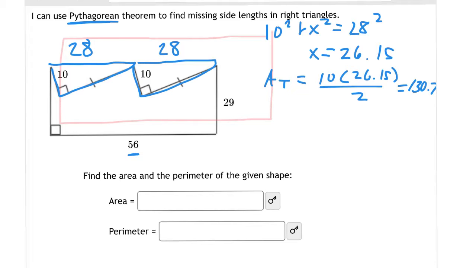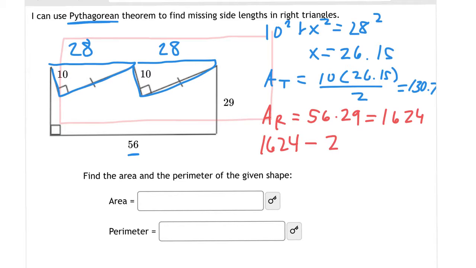Then I think from there what I would do is to try to find the area of the entire rectangle. So if I was going to do the area of the entire rectangle, I can do 56 times 29. Which gives me 1624. So then to get the area of the actual shape that I started with, I would just take the 1624 for the whole thing, and then I would subtract both of the triangles. So I would subtract 2 of the 130.77, and that'll give you your answer for your area.